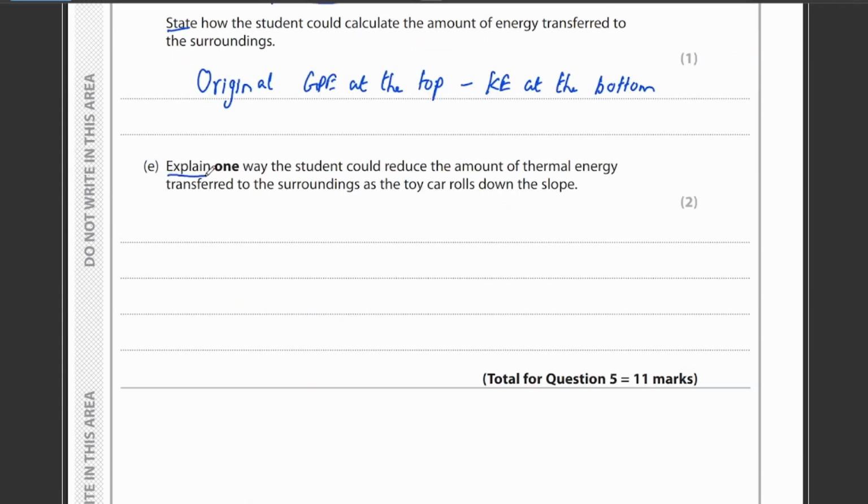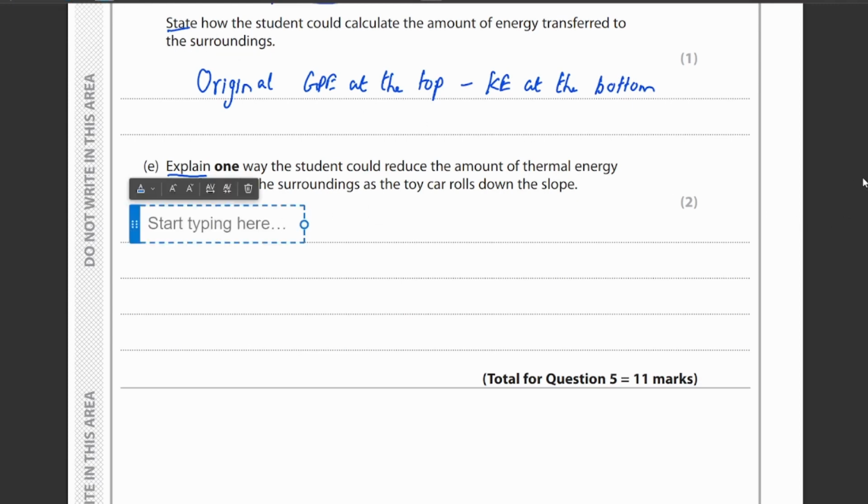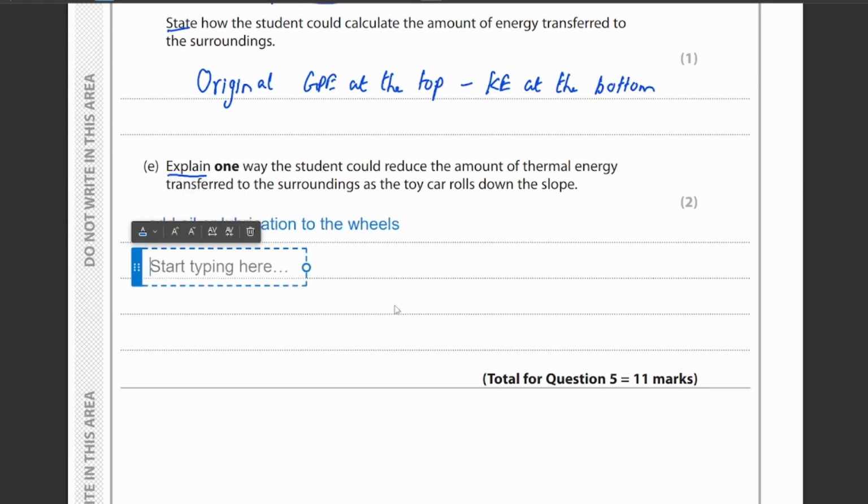So when they ask you to explain, you need to give a reason. Explain one way the student could reduce the amount of thermal energy transferred to the surroundings as the toy car rolls down the slope. So how are you going to reduce this loss in thermal energy? First point, add oil or lubrication to the wheels. So by adding oil, what are you actually trying to achieve here? So you would say, to reduce the friction, that's it. And for 2 marks, you need to say you're going to add oil or lubrication to the wheels.